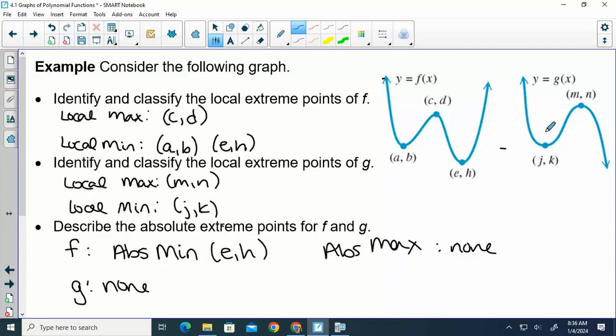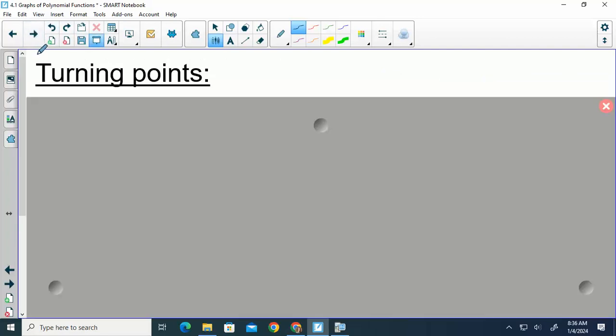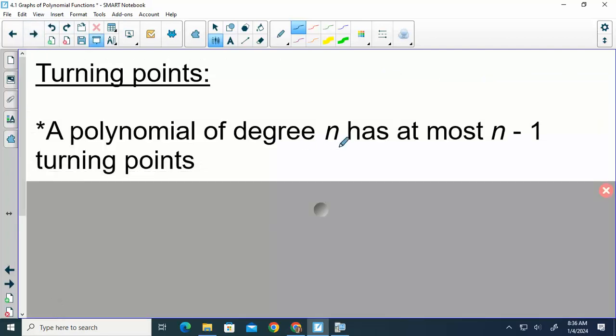So I just have a couple last things to mention and then we're done for today. When we're talking about turning points, it's actually related to the degree. So a polynomial of degree n has at most n minus 1 turning points. So if it's degree 2, you can only have 1 turning point. If it's degree 3, you can have 2. If it's degree 7, you could have 6. Now notice it said at most. So degree 7 could have 6 turning points, or it could be less than that.